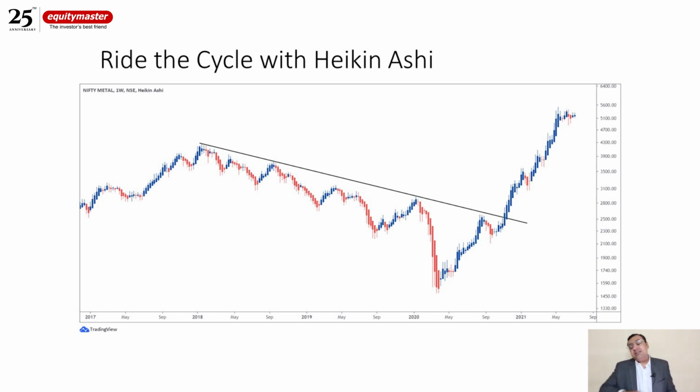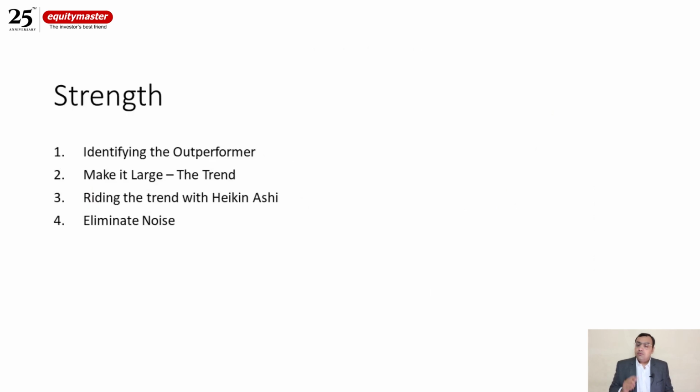Now let me discuss the strengths and weaknesses of this system. So first, look at the strengths. What I'm doing is identifying the outperformer. When you identify the outperformer with the ratio chart, with the longer term charts, it really helps you to take a bigger trend. Second, I have identified the outperformer, and I'm making it large because I want to play the bigger trend. Again, as I said, I'm not doing intraday or short term trades. Riding the trend with Heikin, as I showed, gives you an amazing riding experience, and it definitely eliminates the noise.